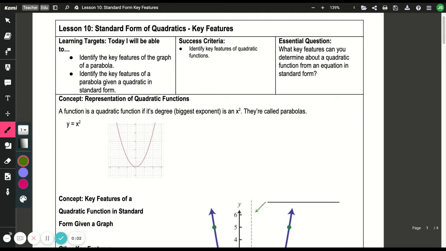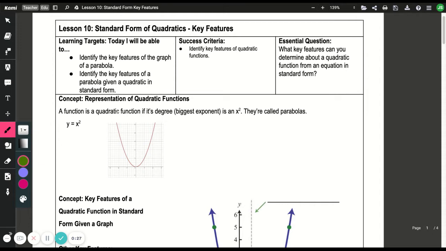Okay, so lesson 10, we're going to talk about some key features of quadratic equations when they are in standard form. Remember that we're going to talk about two of the three different forms of quadratic. So we're going to start with standard form. We're going to talk about key features today, how to find them, how to identify them, what they are named, and then in lesson 11, we will work on graphing them.